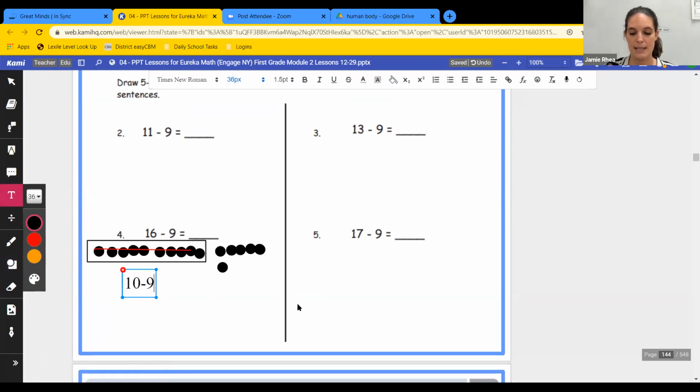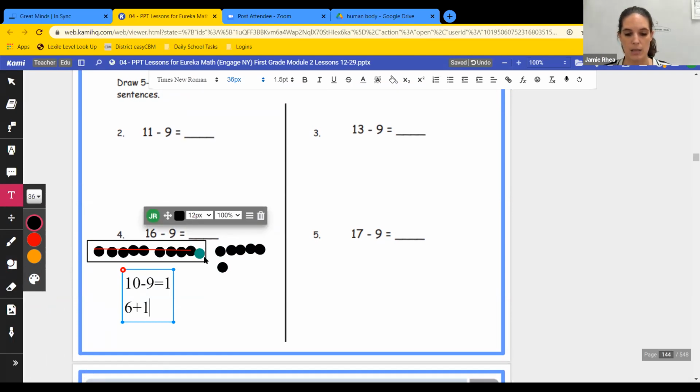So then I can say 10 minus 9 equals 1. Look at that. 1 that I did not cross out. Okay. So then I'm going to take my 6 outside of my box plus my 1 that I didn't cross out. And that equals 7. So now I know that 16 minus 9 is 7.